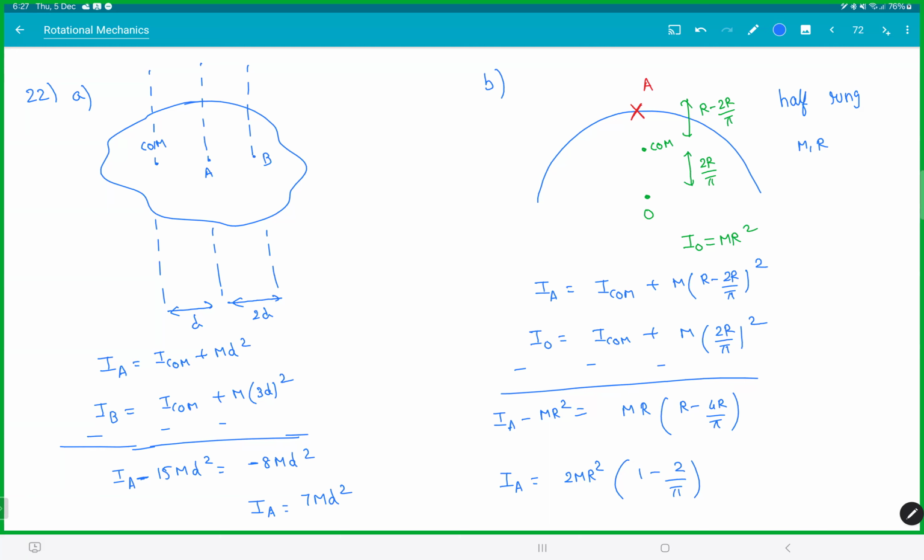Any doubts on this? Next one. Any doubts on this? So be careful. The parallel axis theorem you can't use from anywhere. You always have to shift from center of mass.